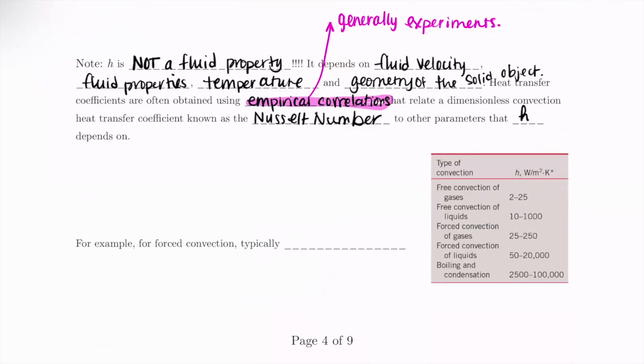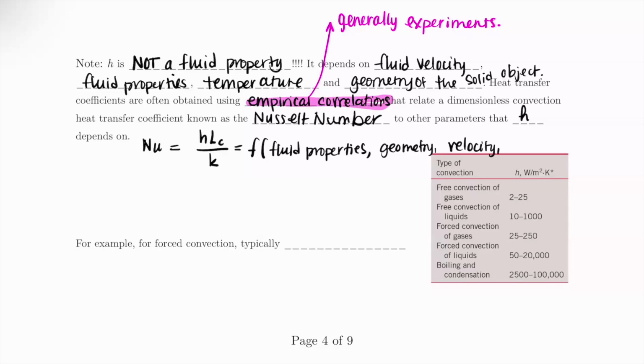So let's define the Nusselt number. So the Nusselt number is dimensionless, meaning all of the parts that go into it are going to combine to have no units at all. And it is defined as h times Lc divided by k. And it is a function of fluid properties, geometry, velocity, etc.